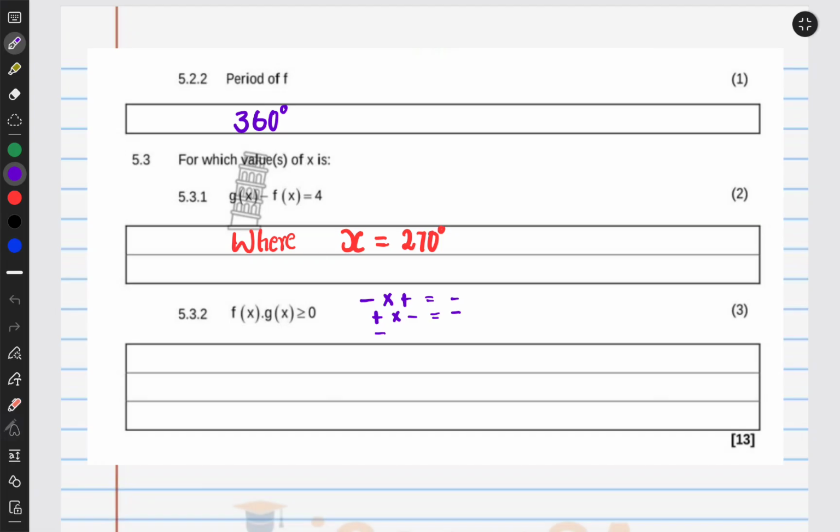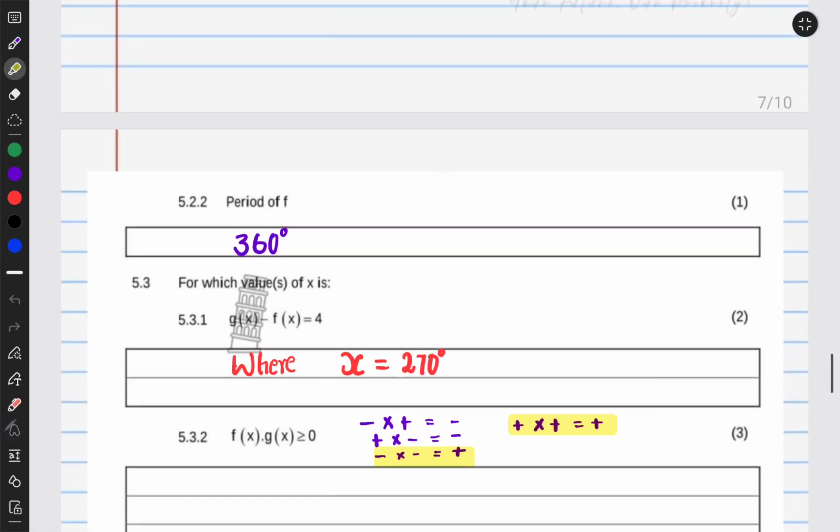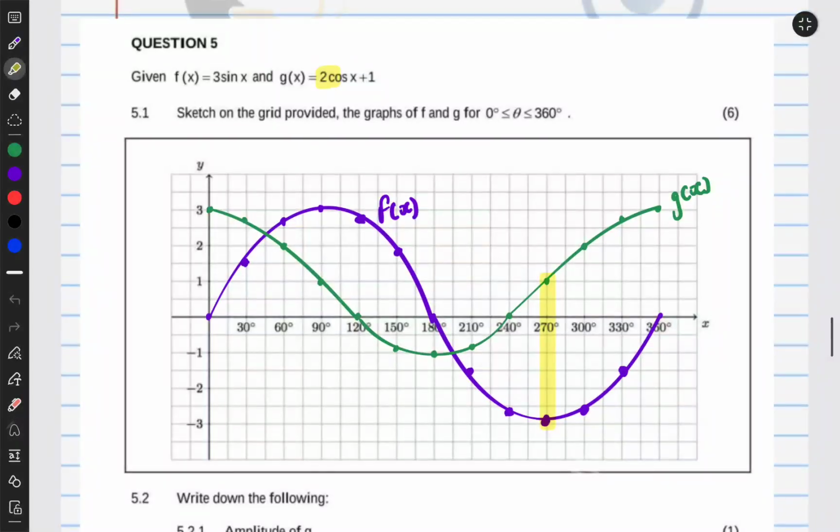A positive f at x multiplied by a negative g at x will give us a negative. That won't work. But a negative multiplied by a negative will give us a positive, and a positive multiplied by a positive will also be a positive. So that is going to work. So we're looking for these scenarios: a negative and a negative, a positive and a positive, greater or equal to 0. Okay, let's come here.